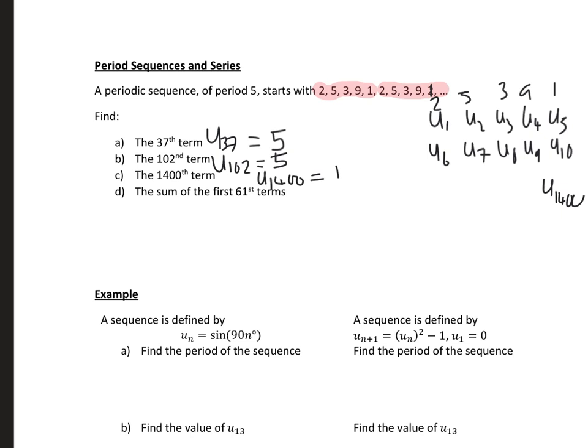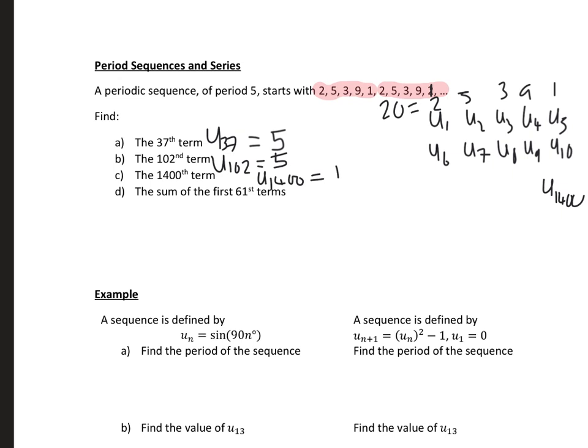And D is asking for what's the sum of the first 61 terms. Okay, well, let's think of this. Each row is going to have the same sum, isn't it? So let's think, what's the sum of the first row? 2, add 5, add 3, add 9, add 1. So that sum there is 20. So each row will give me a sum of 20.